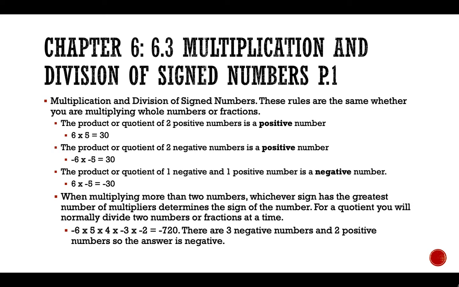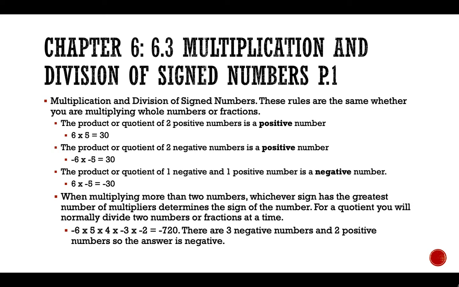The product or quotient of two positive numbers is a positive number, as in 6 times 5 equals 30. The product or quotient of two negative numbers is a positive number. Negative 6 times negative 5 equals positive 30. The product or quotient of one negative and one positive number is a negative number. 6 times negative 5 equals negative 30.